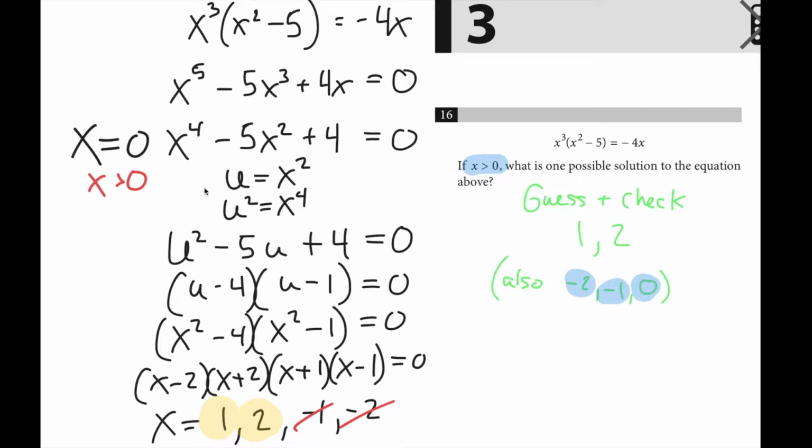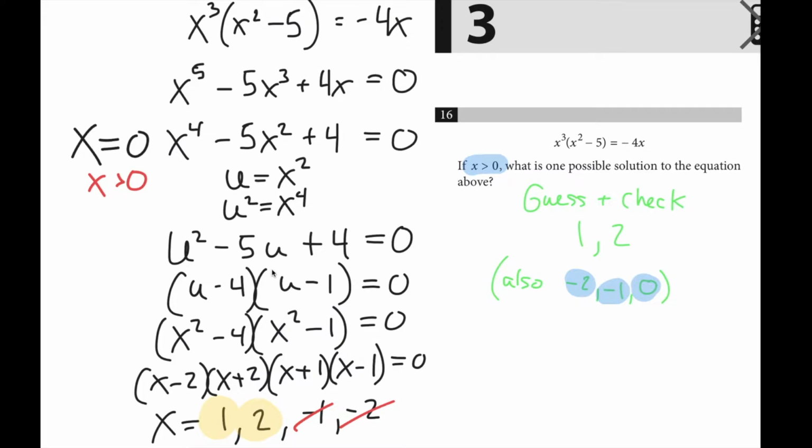So one way we can handle that is we can just make it what's called a u substitution. Let's let u equal x squared. If that's true, then u squared would have to equal x to the 4th. This expression gets rewritten as u squared minus 5u plus 4 equals 0.